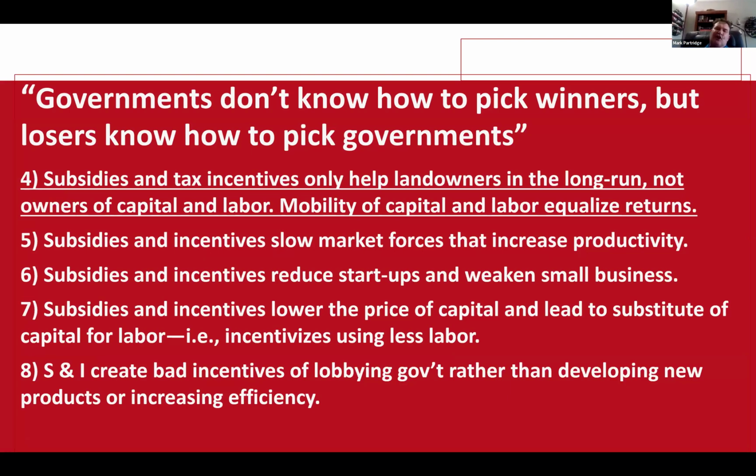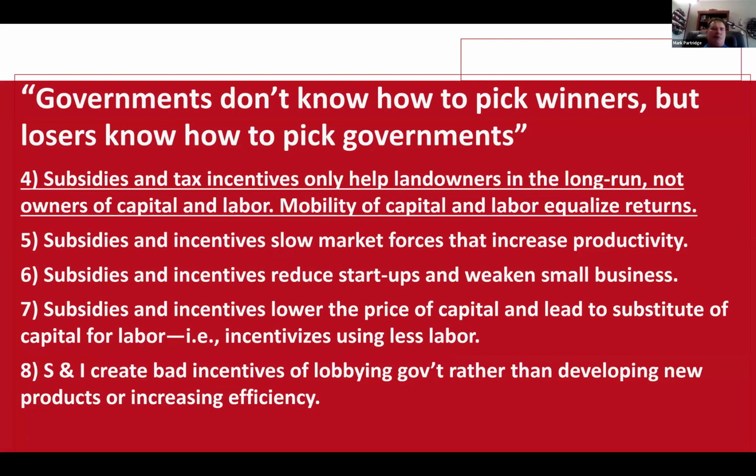It can be easily shown that they tend to benefit the people who own land. They don't benefit the workers, because if wages get bid up, say here in Columbus, new workers will move into Columbus and drive the wage back down to where you started. In other words, you're not going to get a permanent increase in wages.